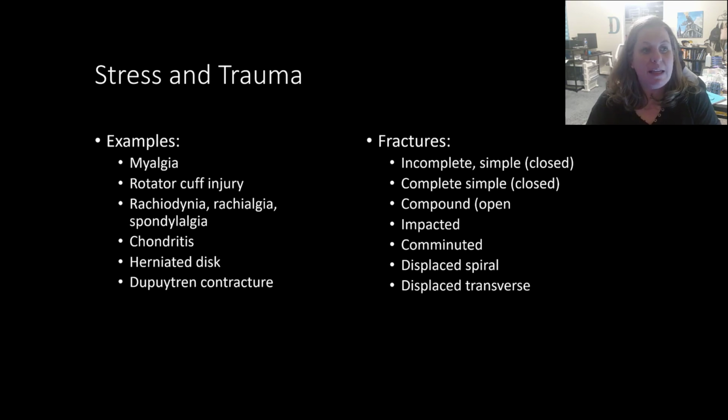Another type of stress or trauma we can see is a rotator cuff injury. Rotator cuff injuries occur a lot of times due to repetitive movements like throwing a ball, golfing, or playing tennis. And so you see it a lot of times in the shoulder there. It could also be due to an injury. It can degenerate with age.